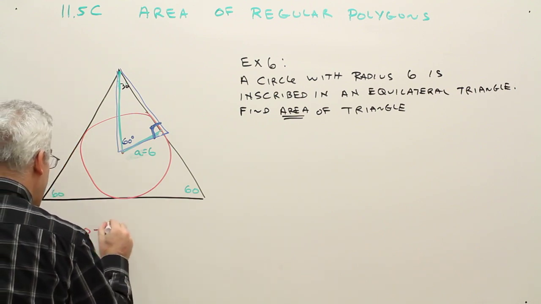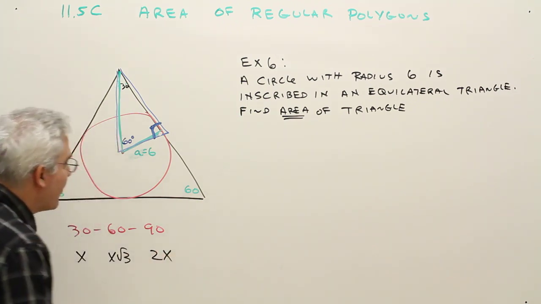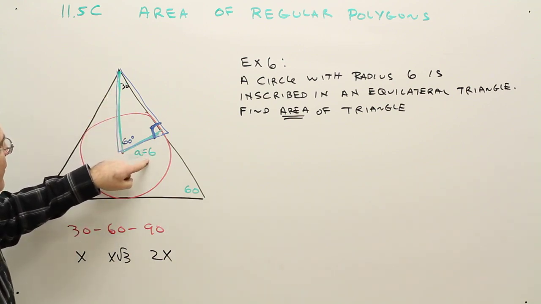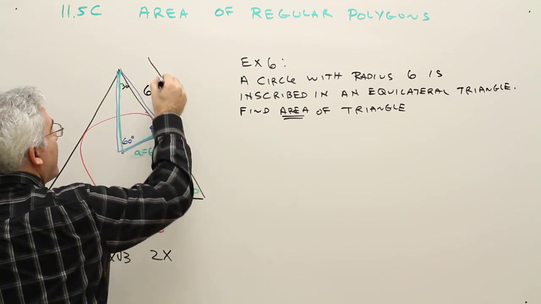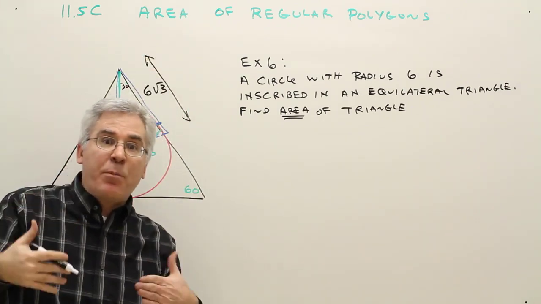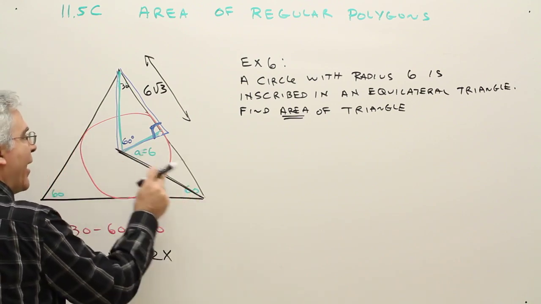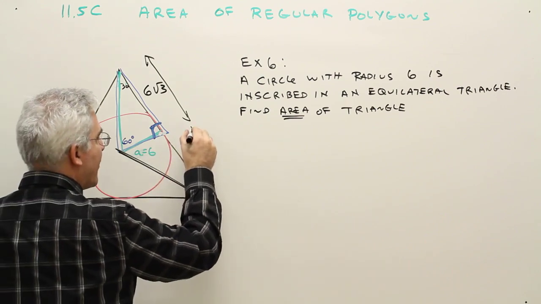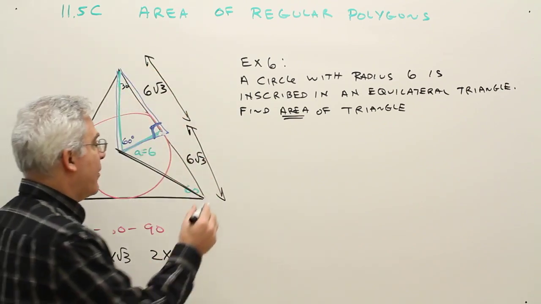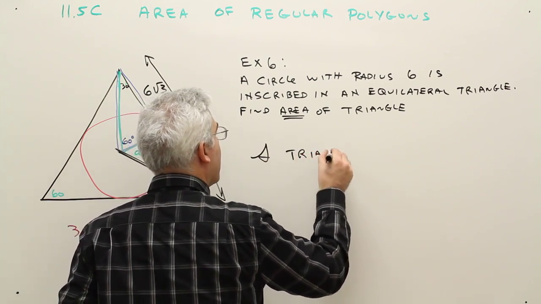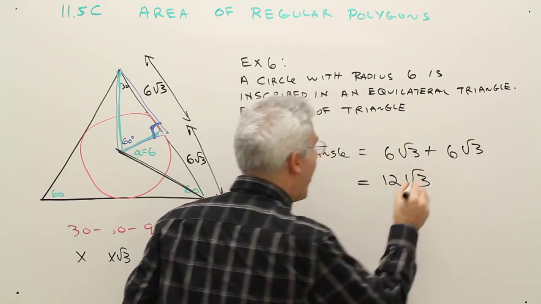So again, just the ratios, 30, 60, 90, and the ratios were x, x rad 3, and 2x. So if opposite of 30 is 6, opposite of 60 will be 6 rad 3. And that's just this part right here. And again, that apothem is the perpendicular bisector, so this is 6 rad 3, this is 6 rad 3 here. I could have done the same exact work right here. I could have drawn that, you're 30, so same thing here. So this is going to be 6 rad 3 as well. Alright, I finally have the side of the triangle. So the side of the triangle equals 6 rad 3 plus 6 rad 3 equals 12 rad 3.